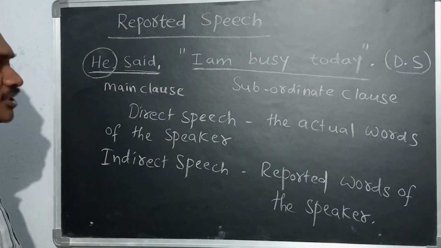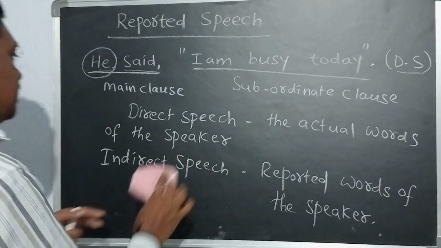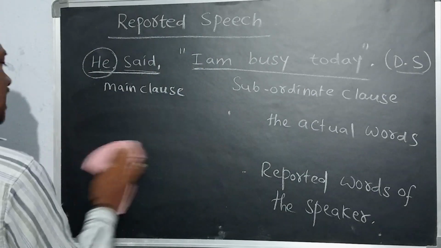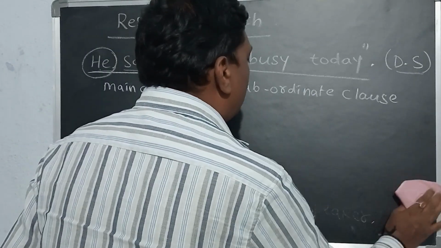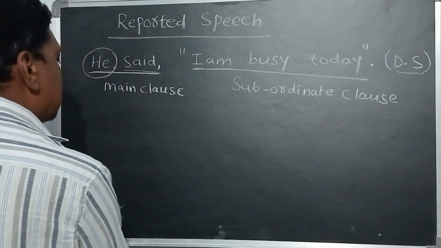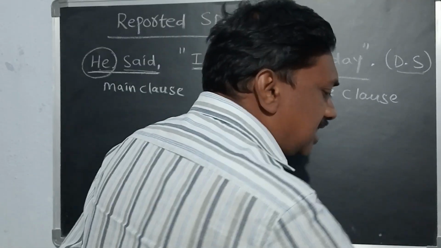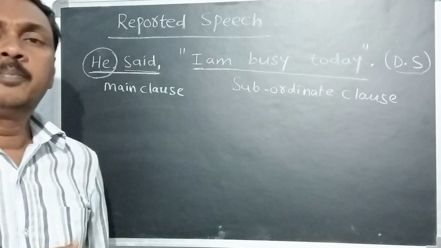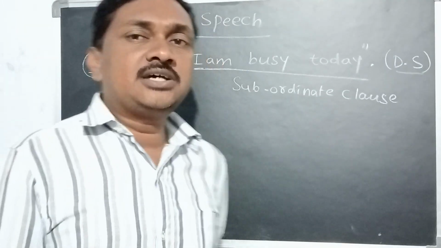So in this direct speech, there are two parts. One is the main clause and the second one is the subordinate clause. Main clause is also known as the principal clause.